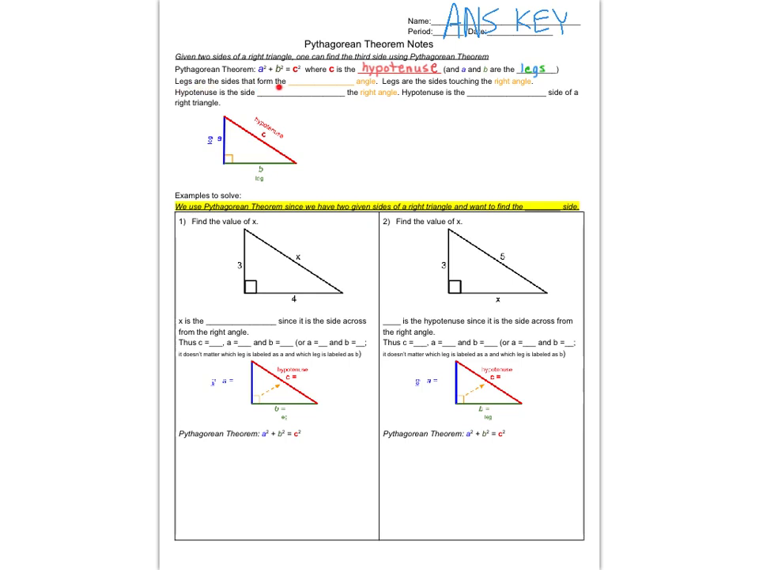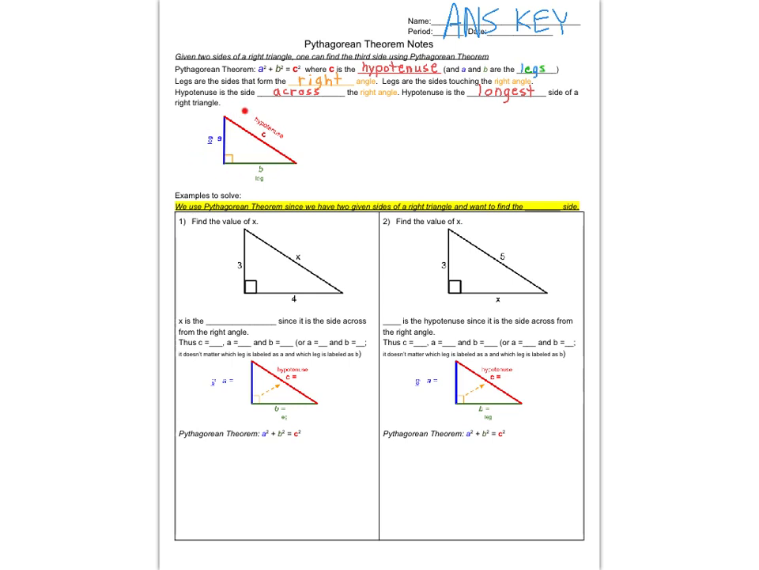Legs are the sides that form the right angle. Remember that a right angle is 90 degrees. It's a 90-degree angle. That means that the legs are perpendicular to each other. The legs are the sides that are going to be touching the right angle. The hypotenuse then is the side that's across from the right angle. And the hypotenuse is the longest side of the right triangle.